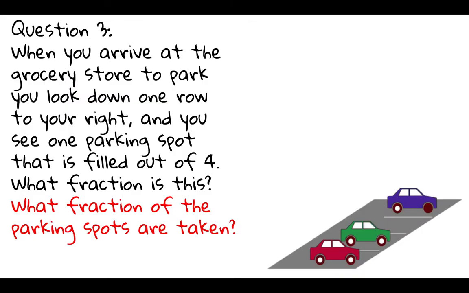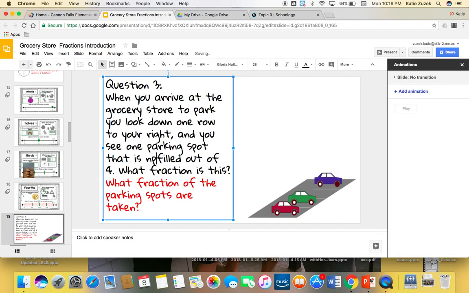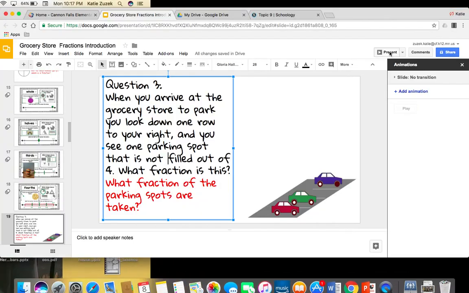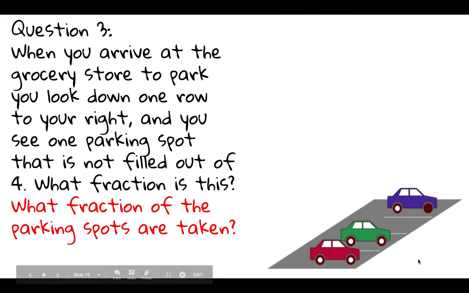Now we're going to move on to fifths. I know that, oh, no we're not. I'm wrong, sorry. Now you're doing question number 3 on your assignment. So question number 3 is, when you arrive at the grocery store to park, you look down 1 row to your right, and you see 1 parking spot that is, oh, it's supposed to say that is not filled, sorry. That is not filled out of 4. What fraction is this? So you see that you have 1 parking spot that is not filled out of 1, 2, 3, 4. Write down what fraction that is.